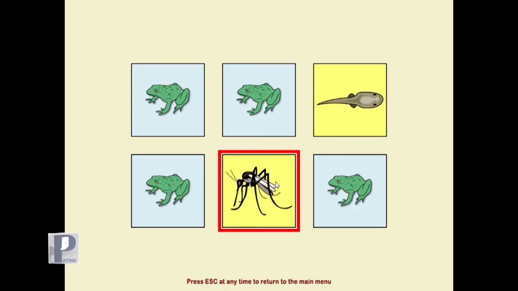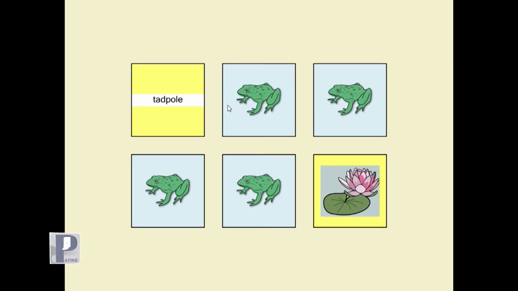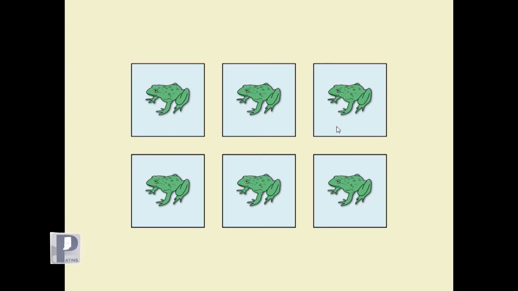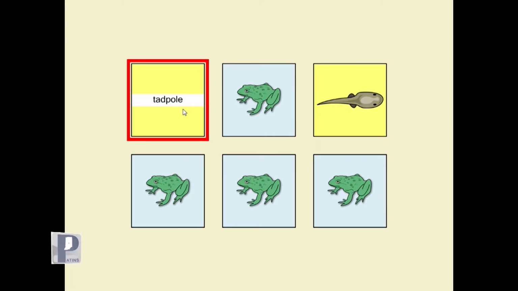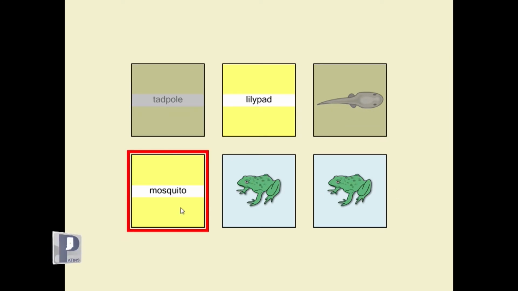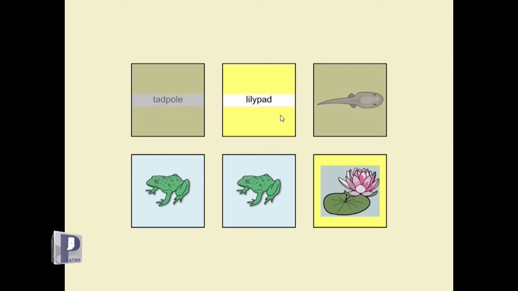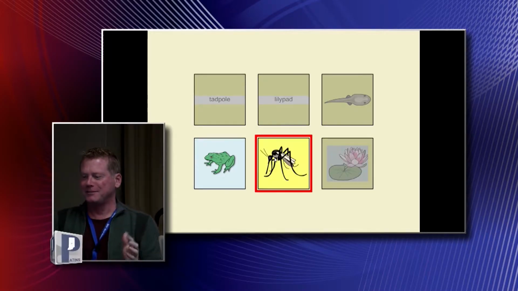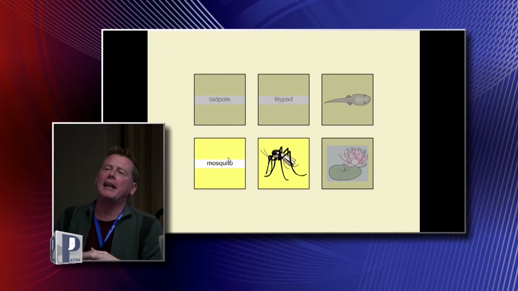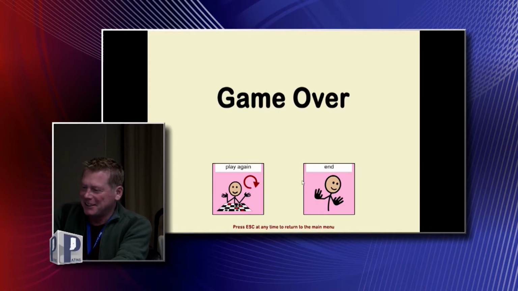Tadpole. Mosquito. Sorry, those don't match. Lily pad. Tadpole. Oh, sorry, that's not right. Tadpole. Tadpole. You found the 2 that match. And then, Lily pad. Mosquito. Oh, that's not right. Lily pad. Lily pad. See, those 2 are the same. Go with your first instinct. And then, Mosquito. Mosquito. Right. You can play with the Leader app to have your own concentration games, but if you want to play again, it will do that.